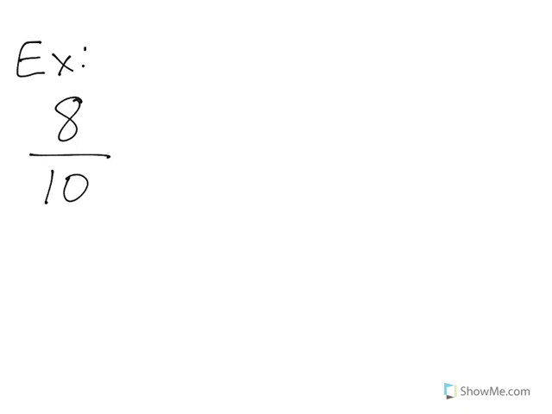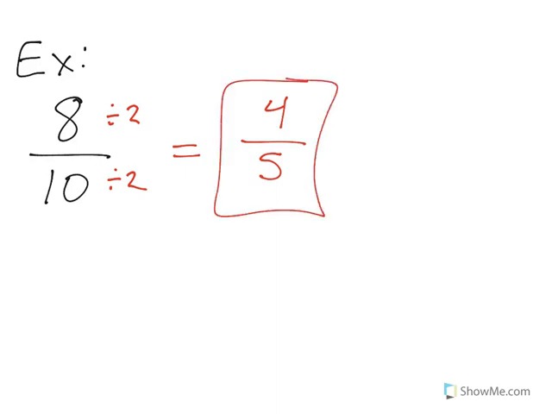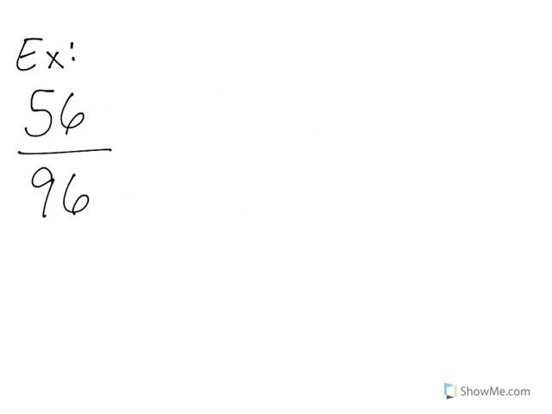Now, anytime I look at a numerator and denominator and see even numbers, I know that I can divide by a common factor of 2. So oftentimes I will start there just to make things a little easier. So 8 divided by 2 is 4, 10 divided by 2 is 5. Are there any factors that go into 4 and 5 evenly? Nope, that's it. So the simplified fraction would be 4/5.